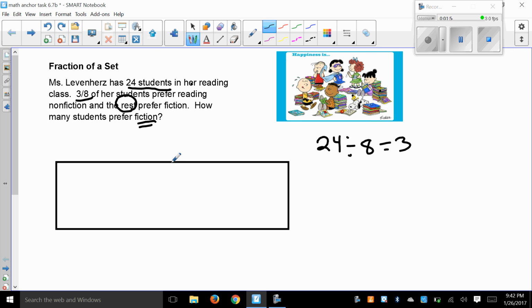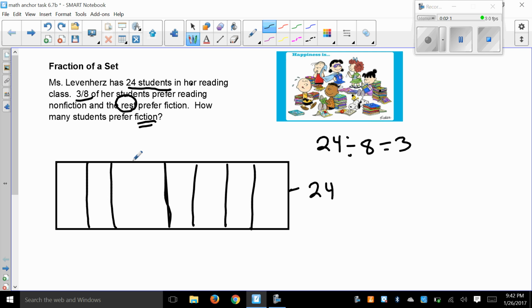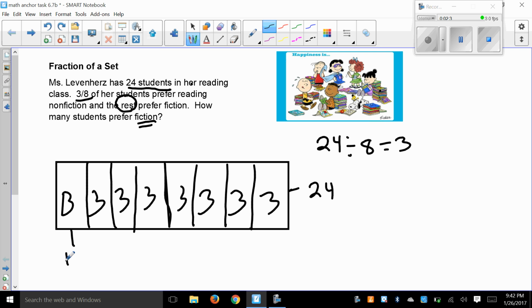And I can model that by taking my bar. I'm going to label my bar with 24 because it's the whole set, and it's 24 students, and I'm going to divide it into 8 equal parts. So 24 divided by 8 equals 3. So that tells me that each part has a value of 3. And if this is my whole set, then each part represents 1/8 of that set.